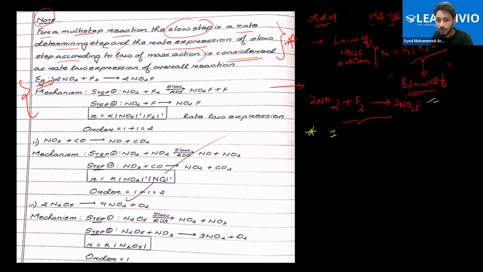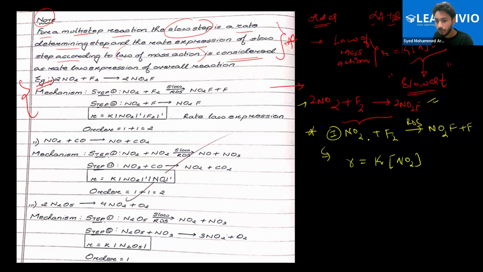So the first step in the question is that NO2 reacts with F2 first to get NO2F plus F. This is the first step and this is the RDS. RDS means the slowest step, which is responsible for determining the rate of the reaction. So what you have to do with the RDS is apply the law of mass action here in order to get the rate of this particular step.